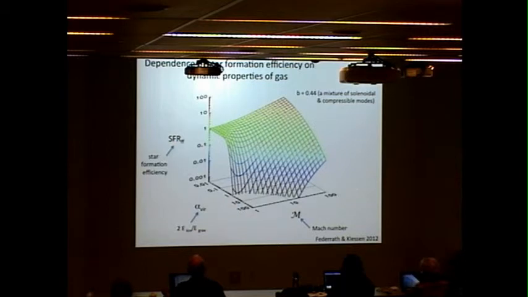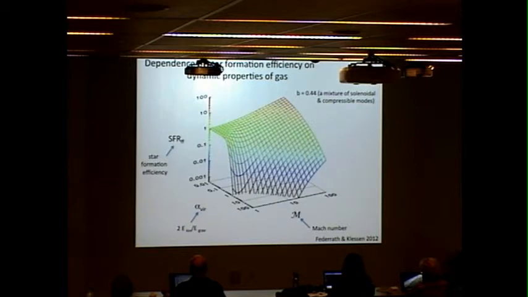So essentially, if you could plot it as a 3D plot, that's the star formation efficiency as a function of the Mach number and the virial parameter. If you assume a mixture of solenoidal and compressive modes of 0.44, which is very close to what's observed, and I'll come back to that, it is very close to what you measure in simulations as well. Okay, and what you see is that you have wild variations depending on whether the cloud is bound, so alpha vir less than 1 or not, you have tremendous variation in the star formation efficiency.